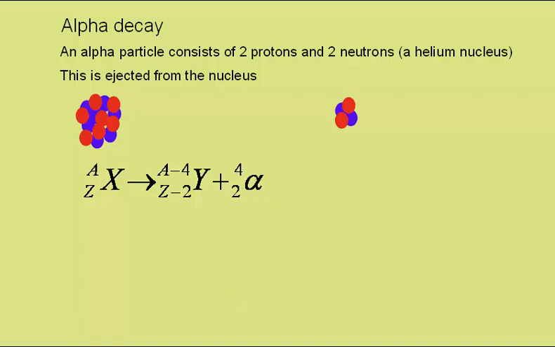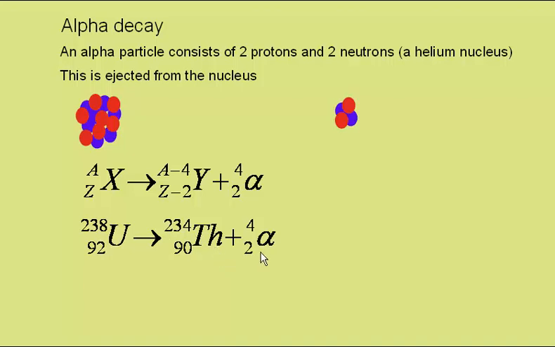Let's look at a real example of alpha decay. Uranium-238 undergoes alpha decay, so the atomic number or proton number drops by 2 to 90. The nucleon or mass number drops by 4 to 234. 90 protons makes it thorium, plus the alpha particle. You'll see that 90 plus 2 equals 92, and 234 plus 4 equals 238. So the atomic numbers and the mass numbers must balance on the left and right hand sides of the equation.